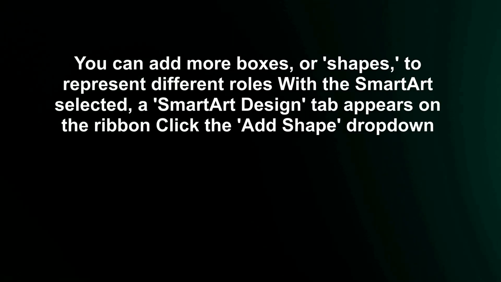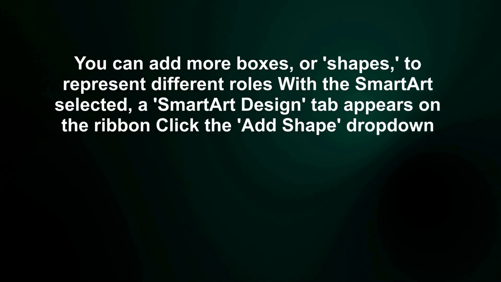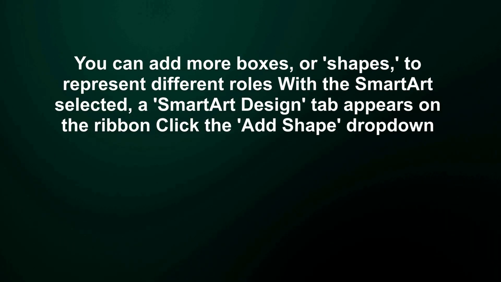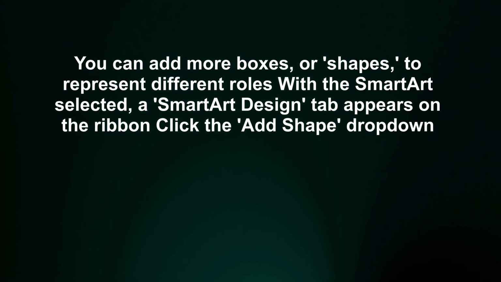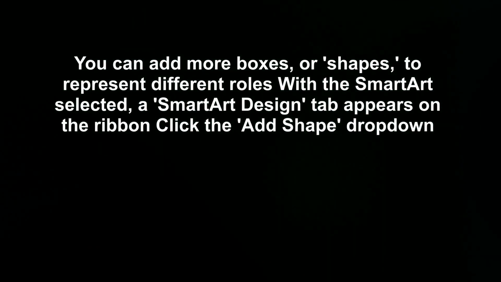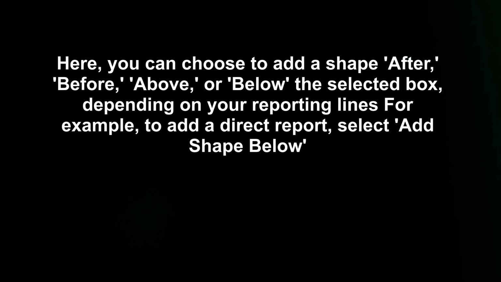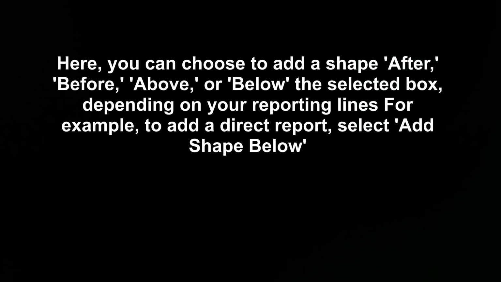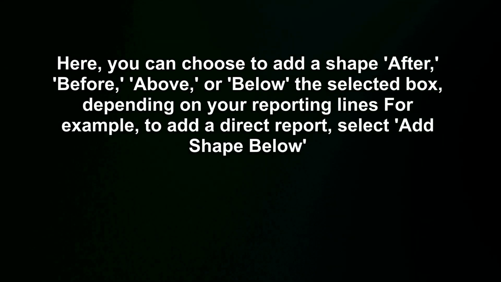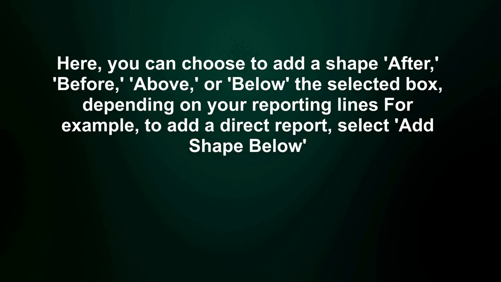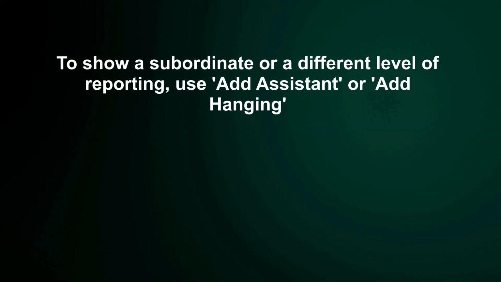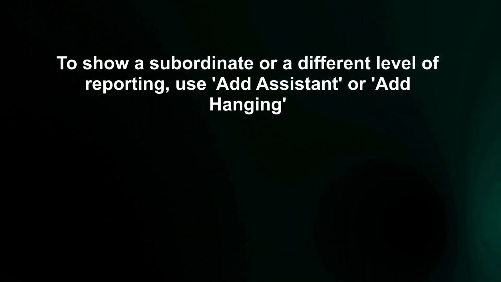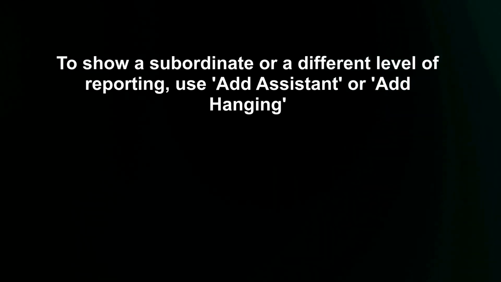You can add more boxes or shapes to represent different roles with the SmartArt selected. A SmartArt Design tab appears on the ribbon. Click the Add Shape drop-down. Here, you can choose to add a shape after, before, above, or below the selected box, depending on your reporting lines. For example, to add a direct report, select Add Shape below. To show a subordinate or a different level of reporting, use Add Assistant or Add Hanging.